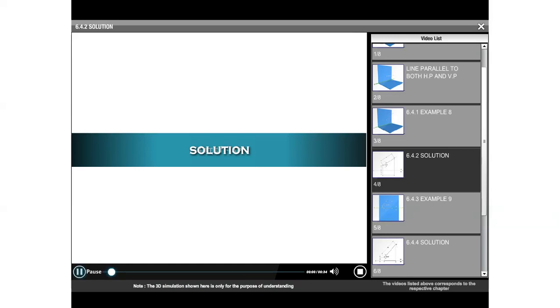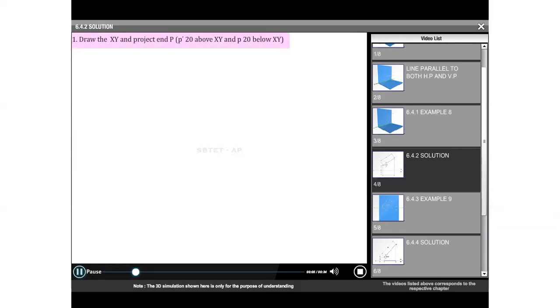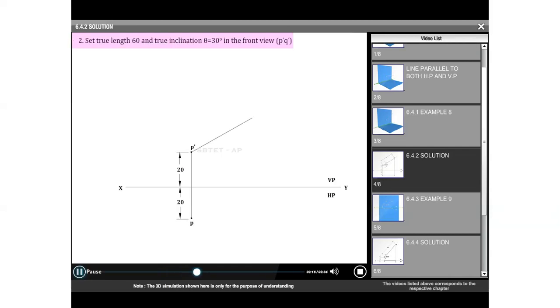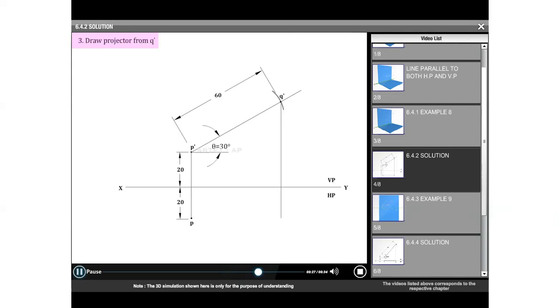Solution to example problem 8. Draw the XY line and project the end P. Set the true length 60 and true inclination theta equal to 30 degrees in the front view P'Q'. Draw a projector from Q'. Draw the top view PQ parallel to the XY line.